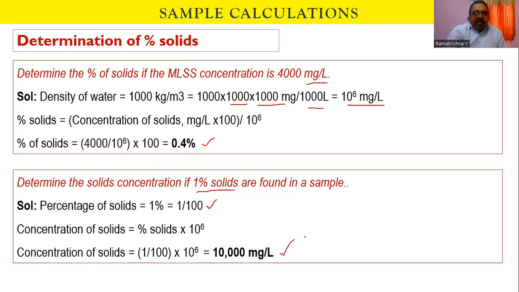Usually the return sludge concentration is sometimes expressed in terms of percentage. 10,000 milligram per liter is equal to 1%. 15,000 milligram per liter is 1.5%, like that.